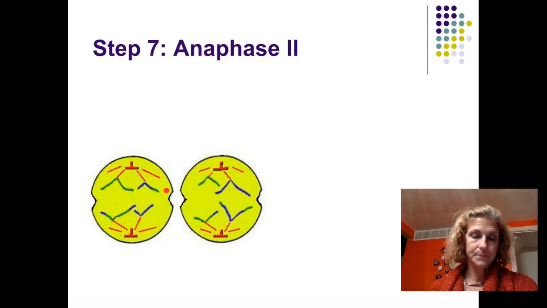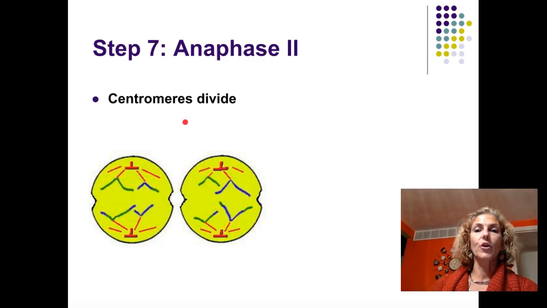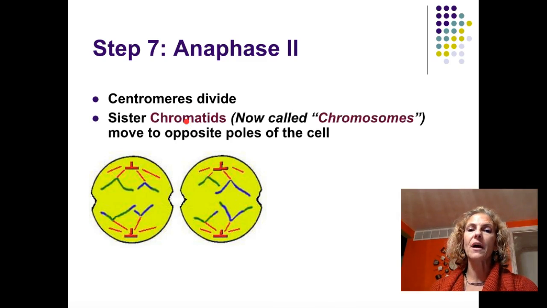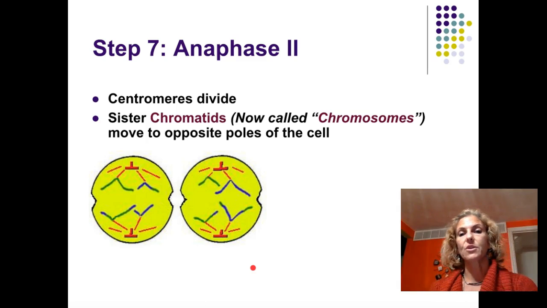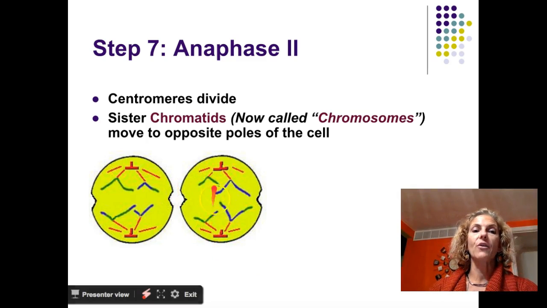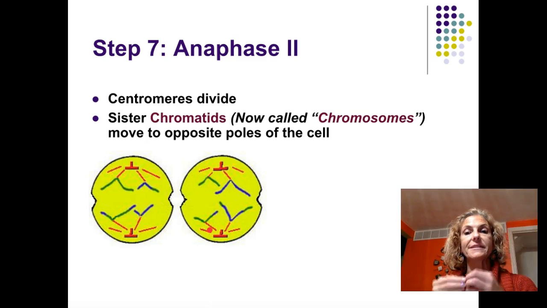A big key when identifying cells verbally: if it talks about homologs, you know you're referring to the first set of phases. If it talks about sisters, you're referring to the second set of phases. So the sister chromatids are now going to be split. They're no longer linked to their partner, so they're no longer called sisters. We'll just refer to them as chromosomes from now on.